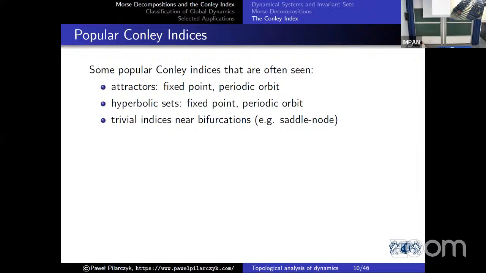Let me show a few popular Conley indices that appear in dynamical systems often. For example, we could have some attractors like fixed points, periodic orbits. We could have some hyperbolic sets, fixed points, periodic orbits again. There are also some trivial indices that appear near bifurcations, where we cannot prove that the dynamics goes through some set. So it appears that the invariant part might be non-empty. However, the Conley index is trivial, which means that we cannot prove that it is really non-empty, and it could be empty in fact.